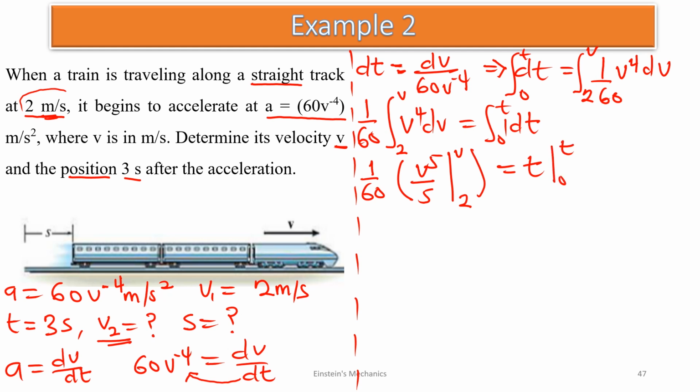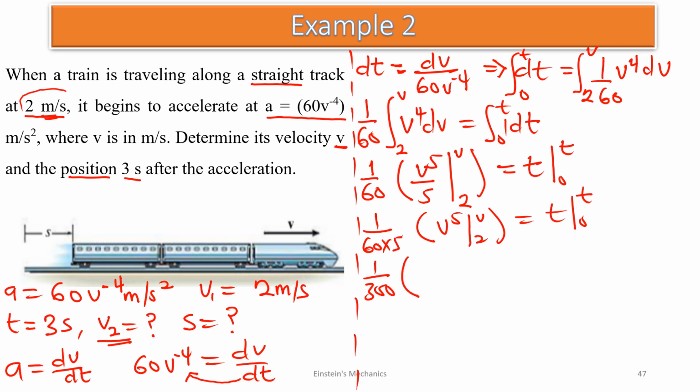Are we good? So now I'll prefer that this 5 will come out, which is 1 on 60 by 5, still having v^5 from 2 to v equal to t, the integral 0 to t. So let me try to put in the limit. So that is going to be 1 on 300. So putting in the first v will be v^5 minus 2 raised to the power what? 5. This is it. Equal to now t. If you bring this t to be t minus 0. That way. Are we good?